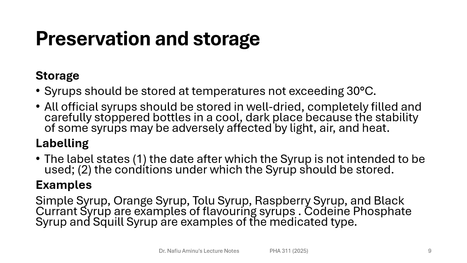Examples of syrups, we have many of them. The first one is a simple syrup, which contains 66.7% of sucrose in water. We also have what are called orange syrup, tolu syrup, raspberry syrup, and blackcurrant syrup. All these, from the simple syrup to blackcurrant syrup, are examples of syrups called flavoring agents. They are only used as a vehicle to give some flavoring effect to the preparation. But we also have other syrups that include codeine syrup, squill syrup, and so on, which contain medicinal constituents that are used for therapeutic effects.